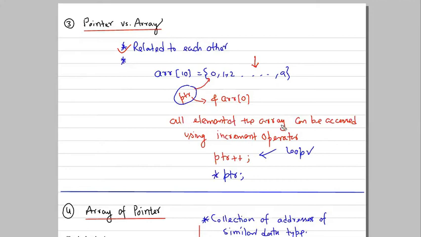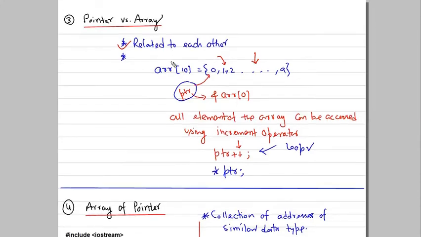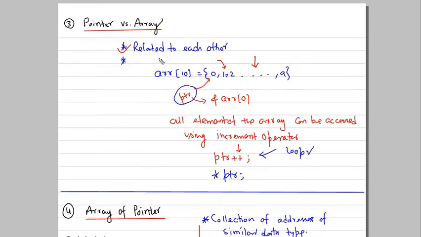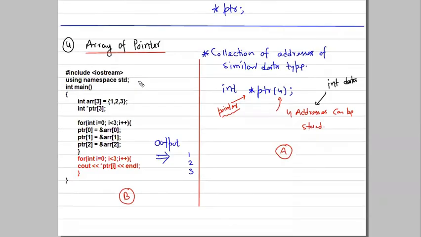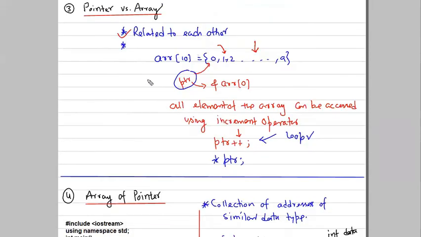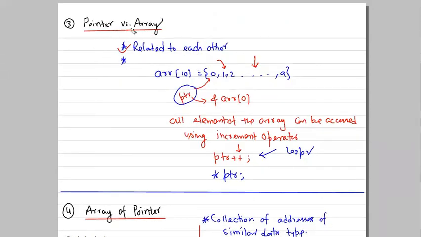So all elements of the array can be accessed using the increment operator. If I simply do that, it will point to the next element and keep on doing the same. So with the help of pointer, we can traverse the array. So pointer and arrays are related to each other. The next point is array of pointer. This is different from the previous point. In that point we were trying to figure out how pointer and array relate to each other.